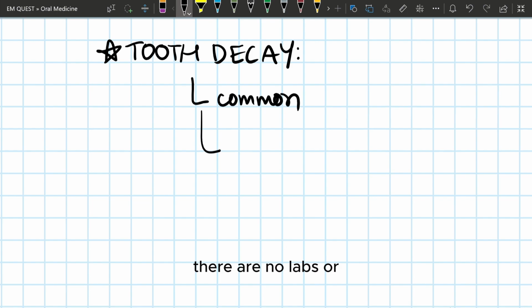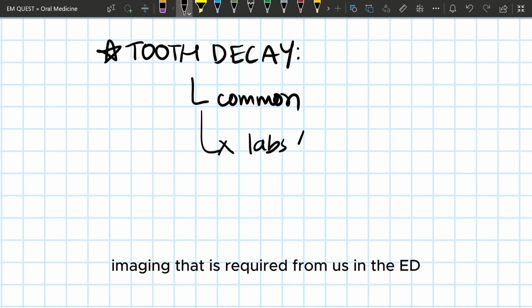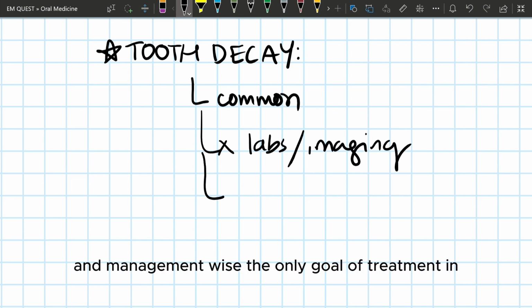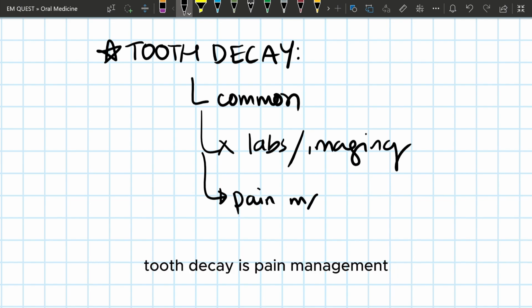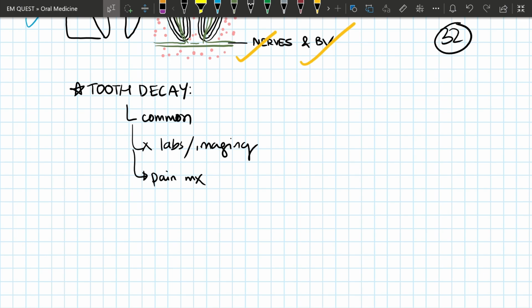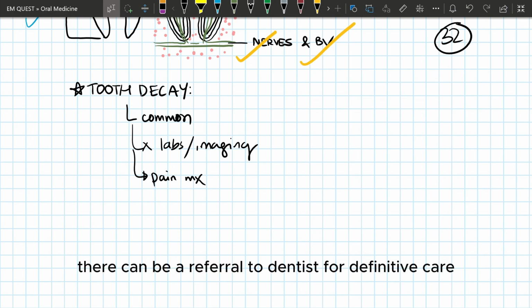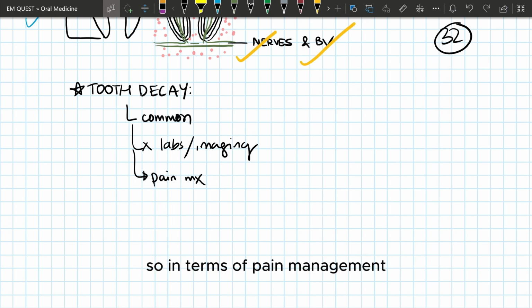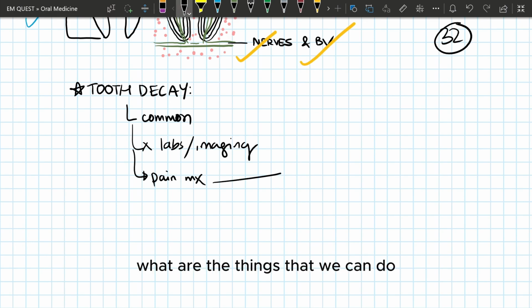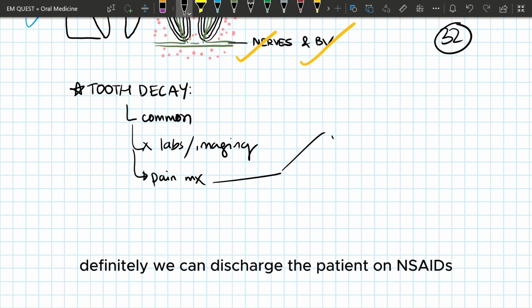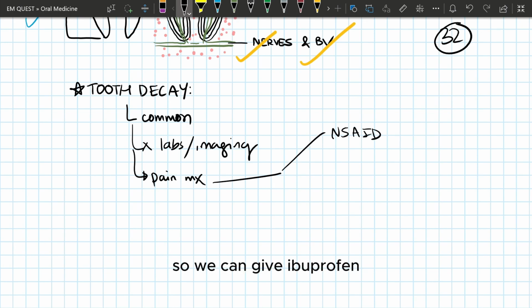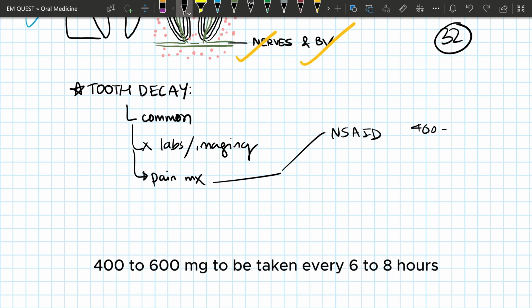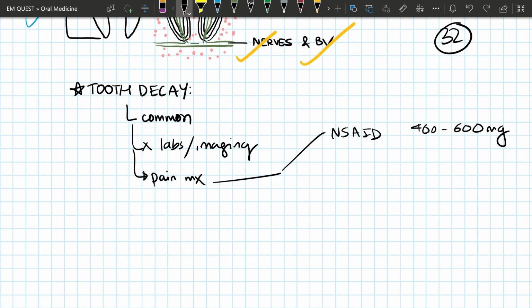There are no labs or imaging required from us in the ED, and management-wise the only goal of treatment in tooth decay is pain management. Aside from pain management, there can be a referral to a dentist for definitive care. In terms of pain management, what can we do? Definitely we can discharge the patient on an NSAID, so we can give ibuprofen 400 to 600 milligrams to be taken every 6 to 8 hours.